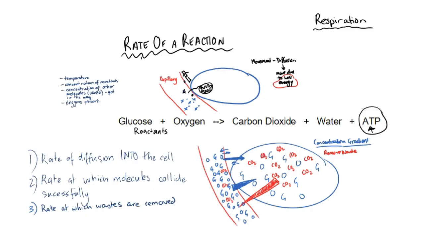So in a nutshell, here's how I'd summarize it up. Rates of reaction in respiration are affected by how quickly we can get reactants into the cell and into the place they need, and how quickly we can get them out of the cell so that they don't clog the system up. And it's also dependent on the concentration gradients and the temperature of those molecules, because that will affect diffusion of those molecules.